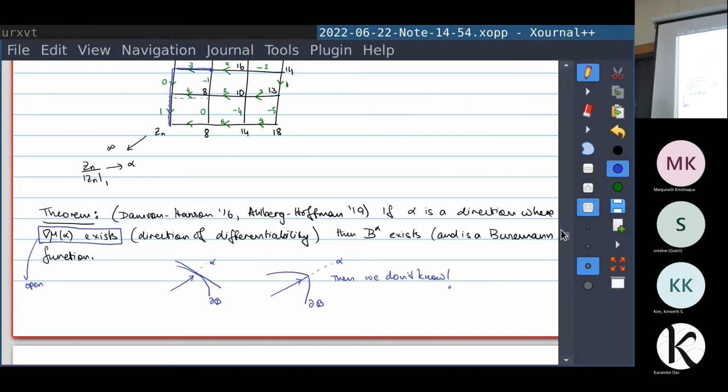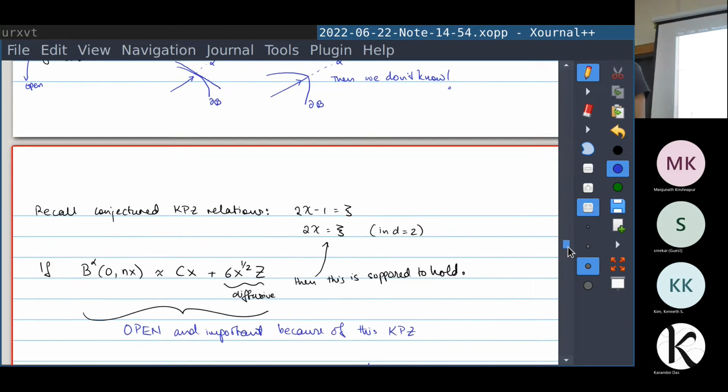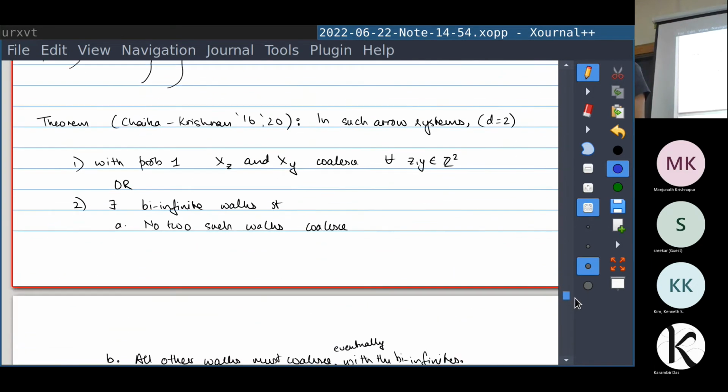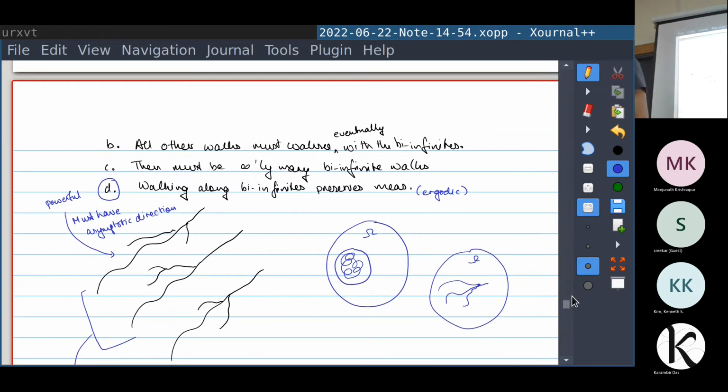I had one more question about the last one. I don't have any intuition why you can't have bi-infinite geodesics and also these one-ended trees of geodesics.